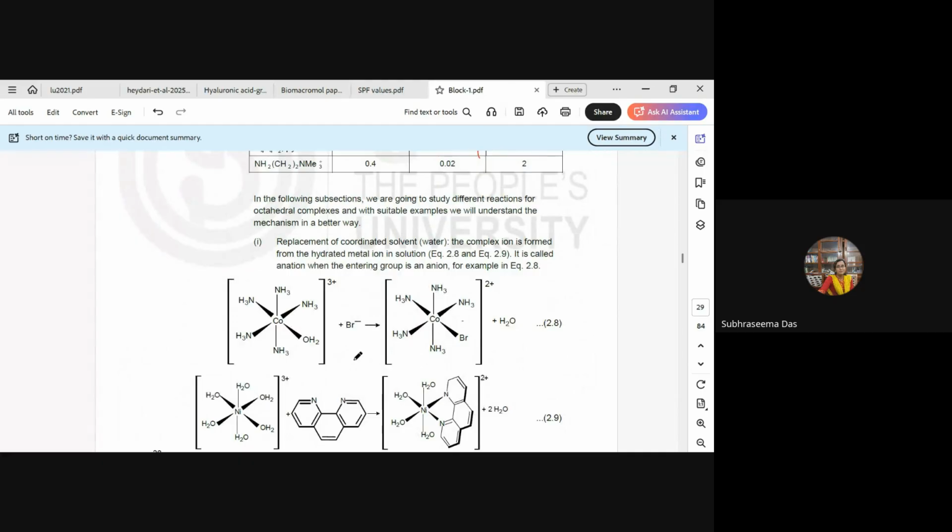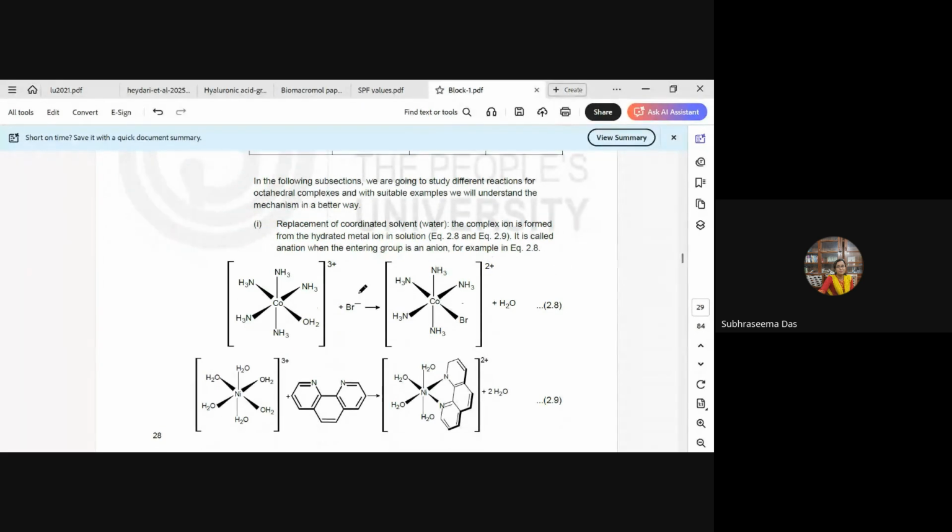So in the following subsections, we are going to study different reactions for octahedral complexes, and with suitable examples we'll understand the mechanism. First, replacement of coordinated water, that is H2O. The complex ion is formed from the hydrated metal ion in solution. It is called anation. We know that when the entering group is an anion, it is called anation. Here in equation 2.8, bromide is taken. So bromide enters this place. So here it is an anation and H2O comes out.